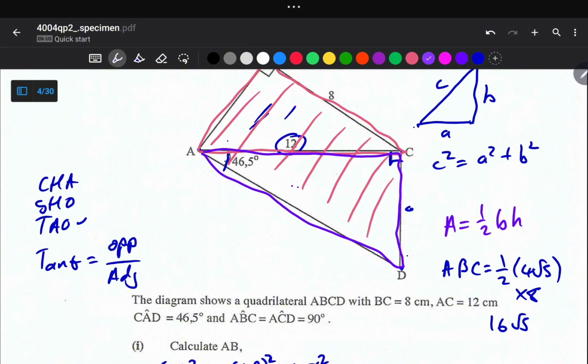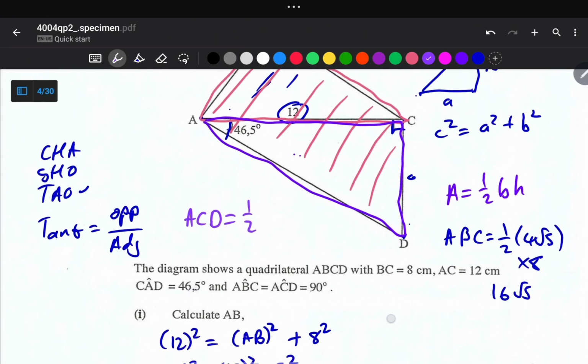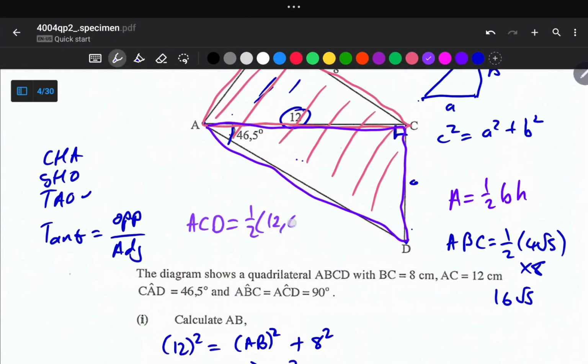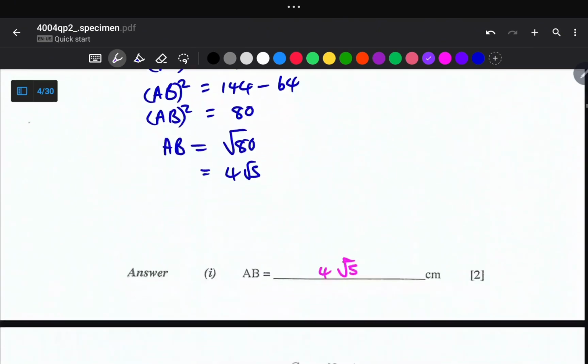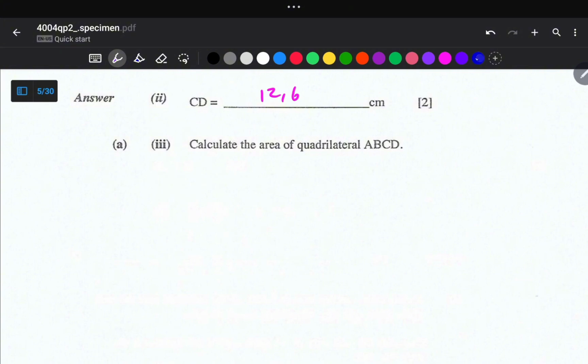The area of the triangle ACD is equal to half. Our base is CD, which is equal to 12.6, multiplied by our height 12. So 0.5 multiplied by 12.6 multiplied by 12 gives us 75.6 square centimeters. So the area of this quadrilateral is equal to the sum of these two areas, so it is 75.6 square centimeters plus 16 root 5 square centimeters.